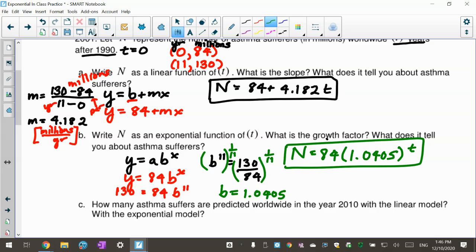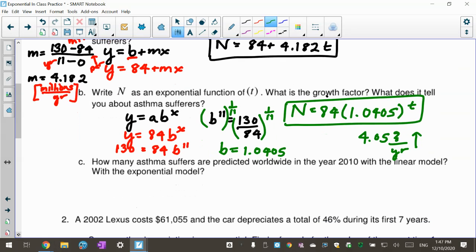Now, this asks, what is the growth factor? Well, the growth factor is 1.0405, but really, remember, this is increasing 4.05% per year. So you subtract the 1 and move your decimal place. So this is growing per year 4.05%. Okay? And what does this tell you about asthma sufferers? Well, it continues to go up, and that is true. It's a true story. Okay?